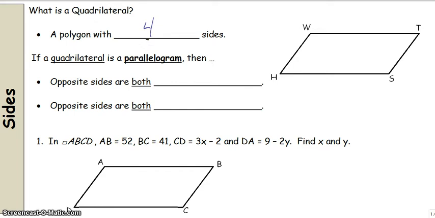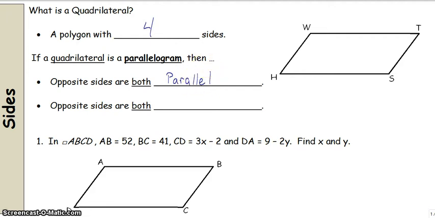However, there are special types of quadrilaterals, different properties that apply to very specific quadrilaterals. The first one we're going to look at today is called a parallelogram. A parallelogram has properties based on its sides, its angles, and its diagonals. We're going to focus right now on the properties based on the sides. A parallelogram, as the name might suggest, has opposite sides that are both parallel. Make sure we spell it right.